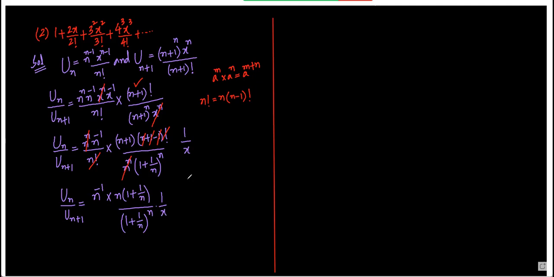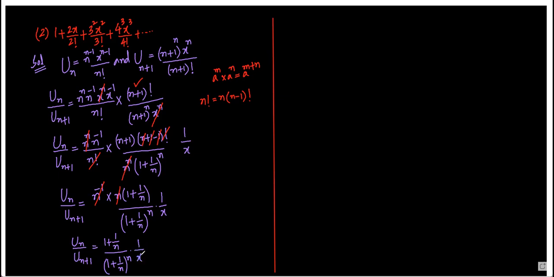So what happened? Which of the terms are cancelled again? n^(-1), n^(+1) cancel. Then u_n by u_{n+1} value, what is left? (1 + 1/n) divided by (1 + 1/n)^n into 1 by x is left off.